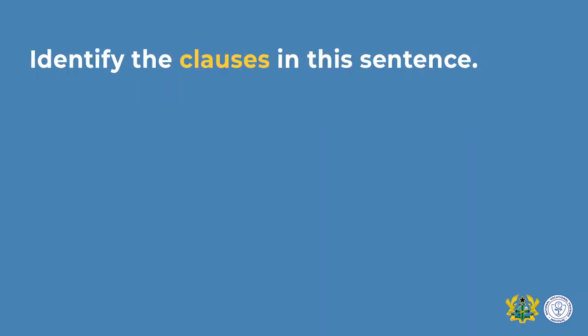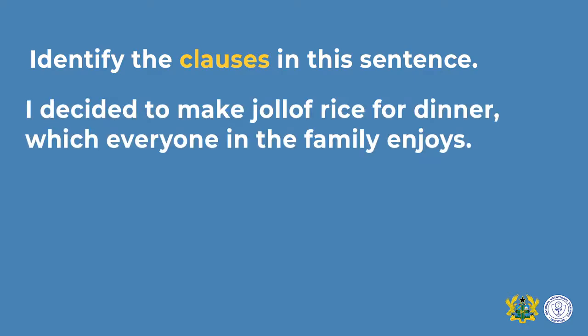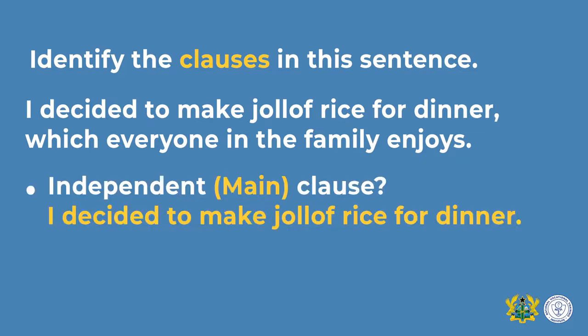Identify the clauses in the sentence. The sentence is, I decided to make jollof rice for dinner, which everyone in the family enjoys. Try and identify the clauses in this sentence. You got an independent clause? Yes. I decided to make jollof rice for dinner is an independent clause.